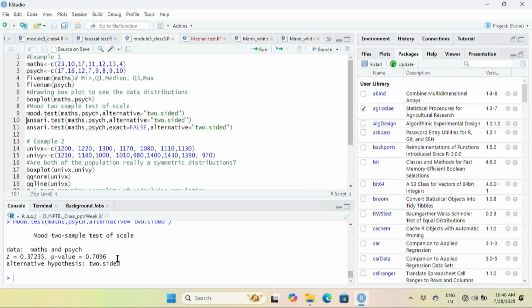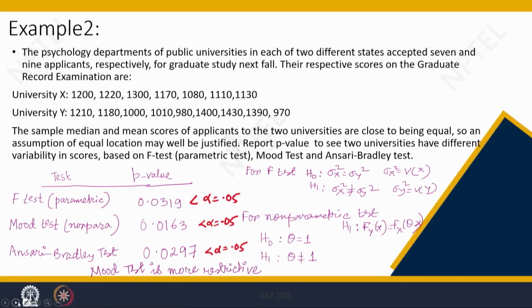Let's get back to one more problem in the PPT. Example 2. Psychology departments of public universities in each of 2 different states accepted 7 and 9 applicants. You can see University X and University Y. The sample median and mean score of the applicants of the 2 universities are close to being equal. So an assumption of equal location may well be justified. Report the p-value. So we will go to the mood test first.